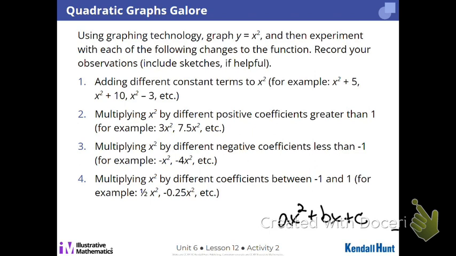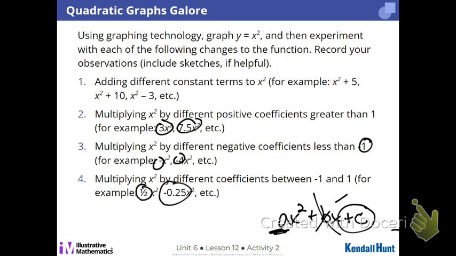Okay, again, you're going to start by messing with your C term. That's number one. Okay? Then, we're never going to mess with the B term today. Then you're going to mess with the A term. You're going to make it bigger and bigger and explain what it does to your parabola. Then you're going to make that A term negative and explain what it does to your parabola. Then you're going to make it a number between -1 and 1 and explain what it does to your parabola.